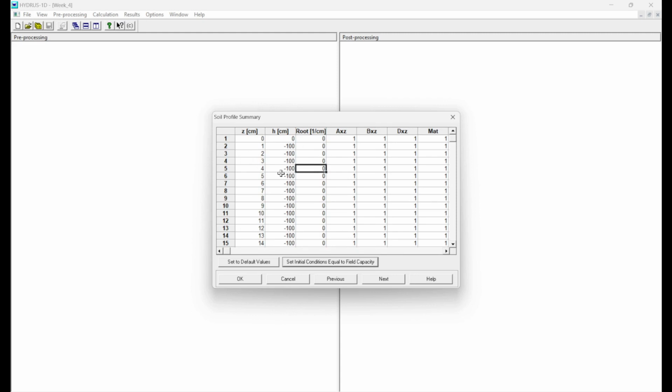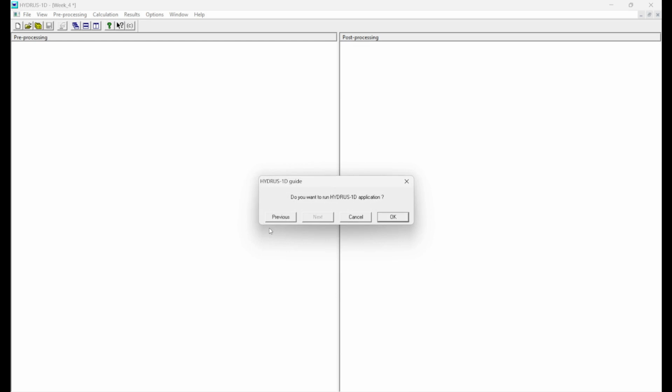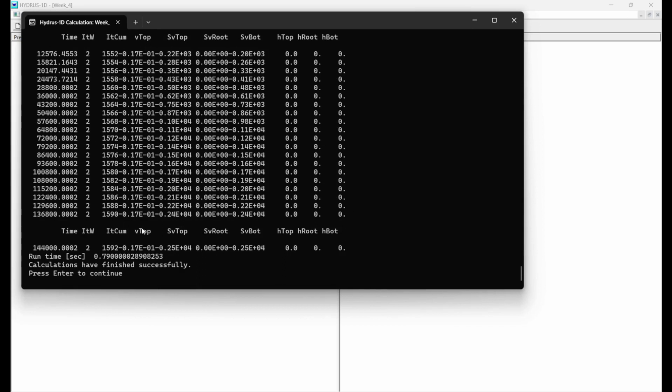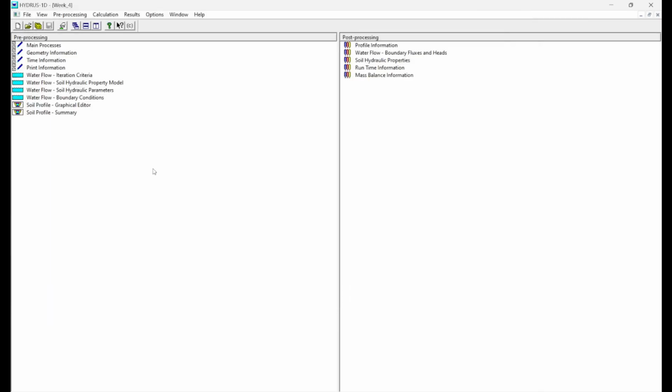Now if we go further and click next, it will ask if you want to run the Hydrus 1D application. So I'll say OK. Do you want to save the input data before executing Hydrus 1D? You say yes. Now we have this command window, which is required to run the Hydrus program for our project. If you press any key, it will run automatically. It ran very fast, as we see, and the post-processing results are available here.